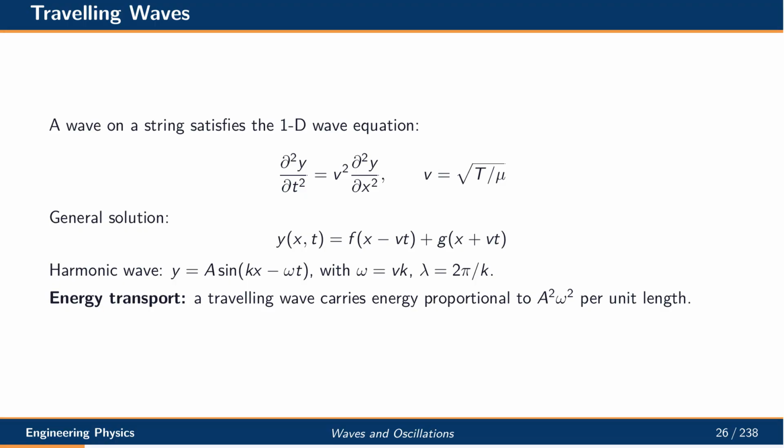A traveling wave on a stretched string obeys the one-dimensional wave equation. Its speed is set by the ratio of tension to mass per unit length. The general solution is the sum of a forward traveling wave and a backward traveling wave. A harmonic wave is characterized by its amplitude, wave number, and angular frequency. Importantly, a traveling wave carries energy proportional to the square of its amplitude and the square of its frequency.